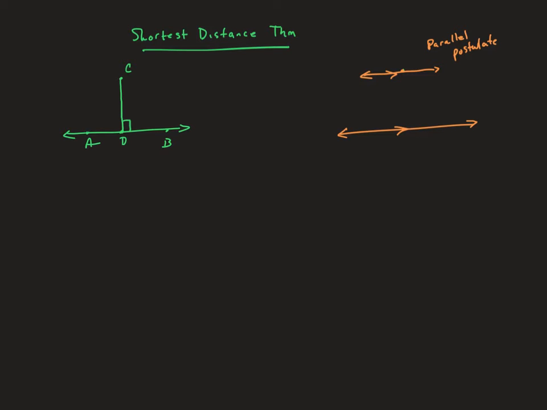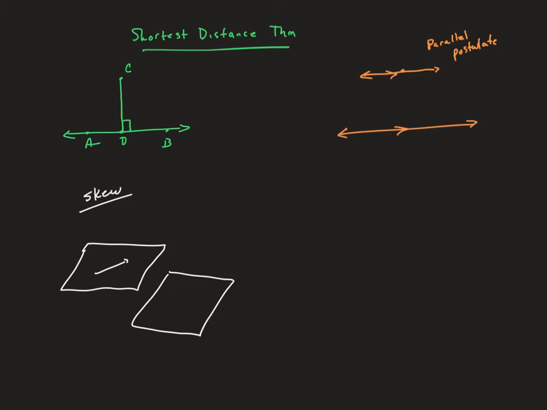And if we talk about skew lines, skew lines are lines that are not coplanar. Pretend those are two different planes, and they do not intersect, and they are not parallel. So skew lines are non-coplanar and do not intersect.